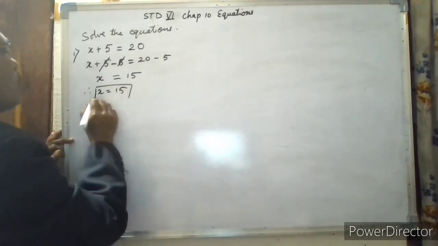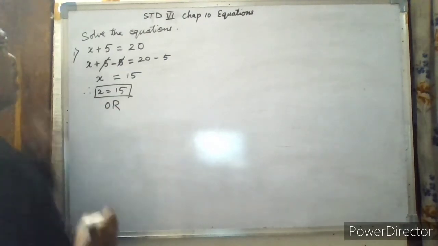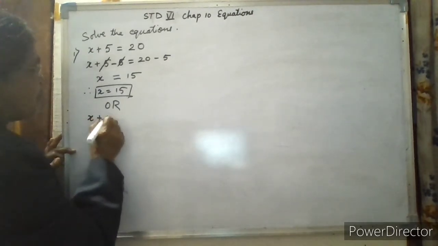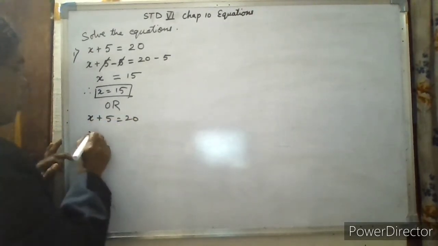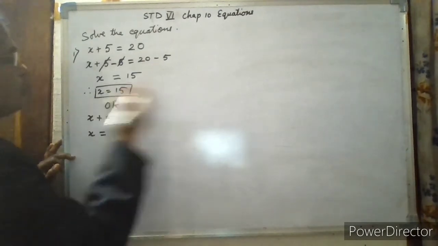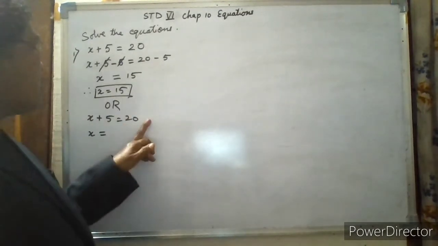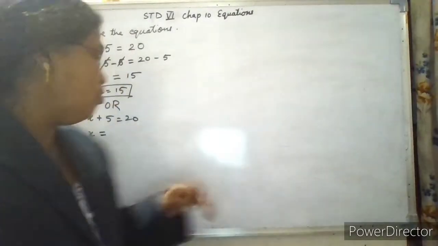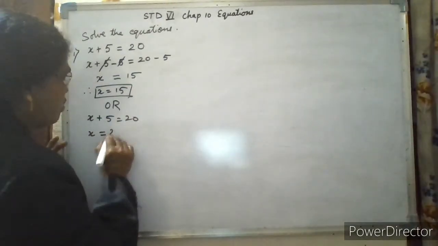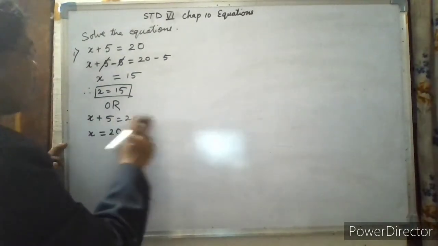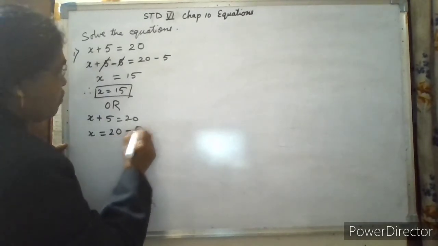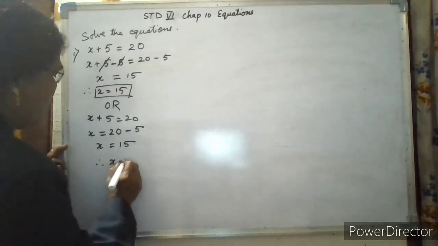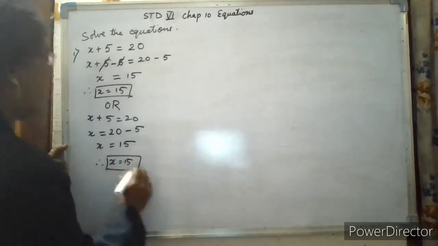Or another shortcut method, that is transfer of the number. x plus 5 equal to 20. Now x is equal to, I am going to directly transfer this plus 5 to that side. When a number is transferred to the other side, the sign will change. That is the rule. So plus 5 becomes minus 5. So x is equal to 15 we got. Therefore x is equal to 15. This is method 1 and method 2.